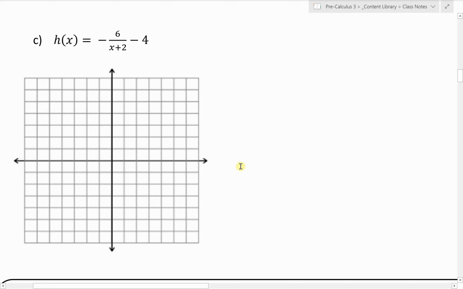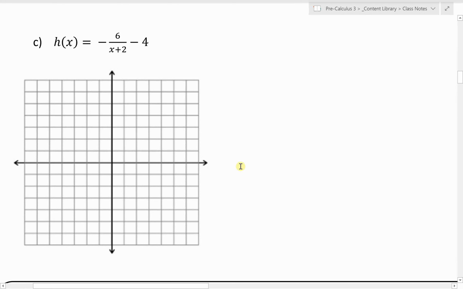All right, let's do one more example of graphing a rational function using the transformations. So let's identify the transformations. We kind of want to work inside out. The first thing we should recognize is we're adding inside the function, so that would mean we're going to do a horizontal translation. Specifically, we'll move to the left 2 units.